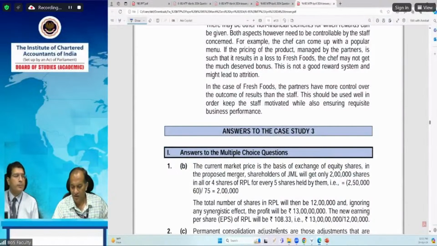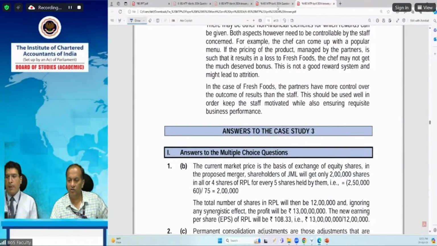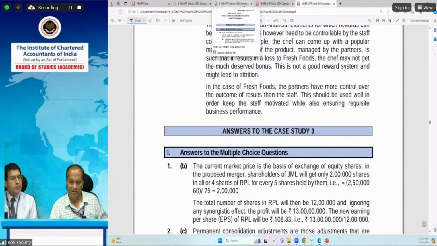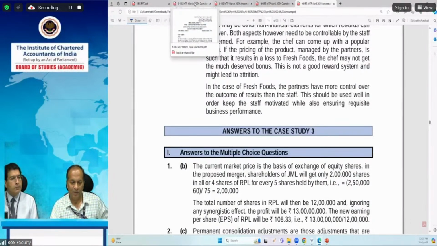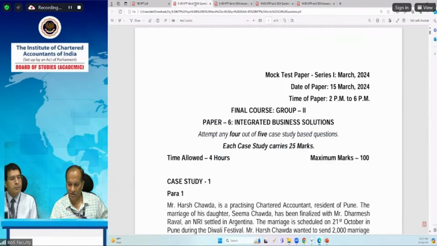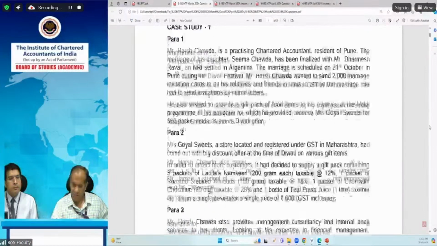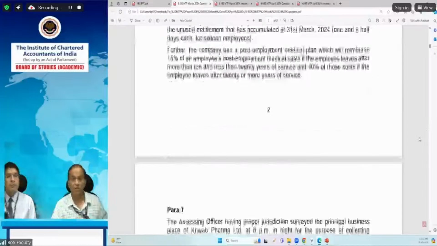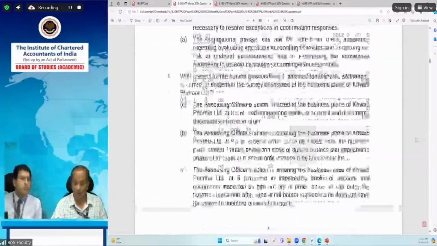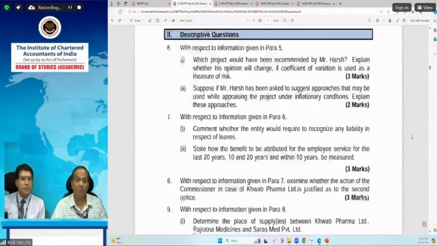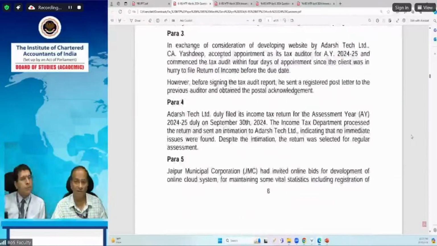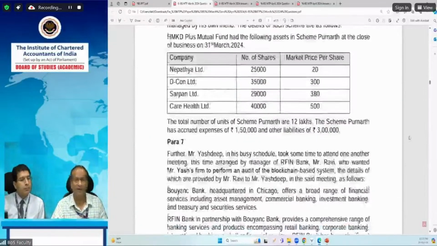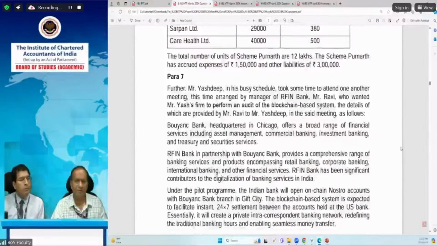In case study number 3, of course, many other topics are covered, but since my AFM paper has not been covered in the discussion so far, I am taking you to case study number 3, because that is where the first MCQs from the AFM paper start. Students, so far as the relevance of the AFM paper in the IBS is concerned, my experience is that overall a lesser number of questions are asked.